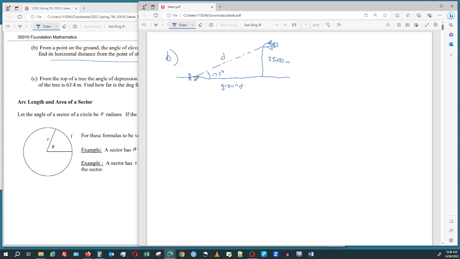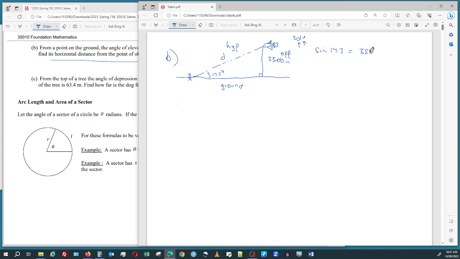Okay, what's the distance from you to the plane? So we've got to think about our triangle. SOH CAH TOA. So we're going to do sine, opposite over hypotenuse. There you go. Sine 17.3 is opposite over hypotenuse.